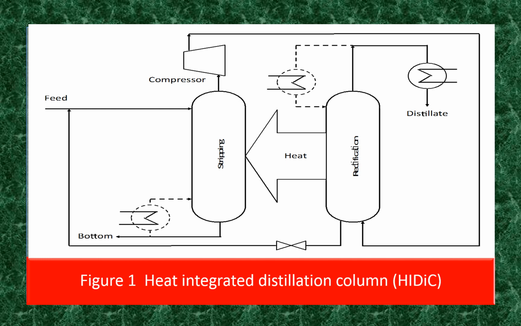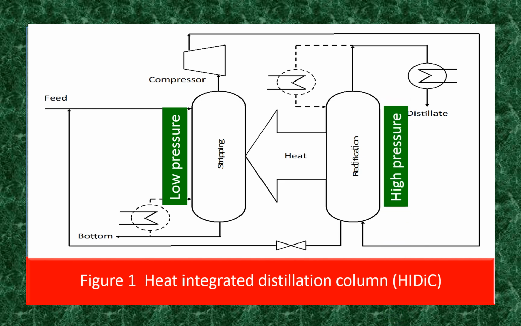This sketch is an illustration of the HIDiC column. The feed enters the top of the stripping section. The vapor leaving the stripping section is compressed and sent to the bottom of the rectification section. The rectification section operates at a higher pressure compared to the stripping section. The rectification and stripping sections are thermally integrated for heat exchange, as shown in this figure.